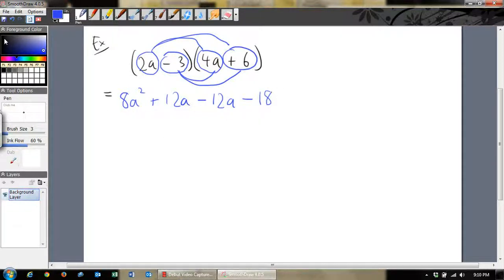Good. Now let's just simplify this guy. It is equal to, well, there's only one a squared term, so that'll just sit there. It doesn't simplify, 8a squared. But then we've got this positive 12a and this negative 12a, and in fact they actually cancel out to 0. Positive 12 oranges minus 12 oranges equals 0 oranges, okay? Minus 18, which is your answer.